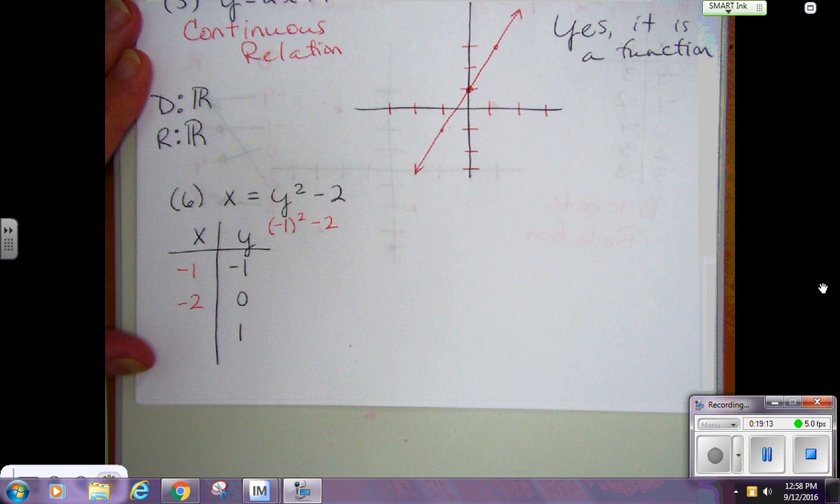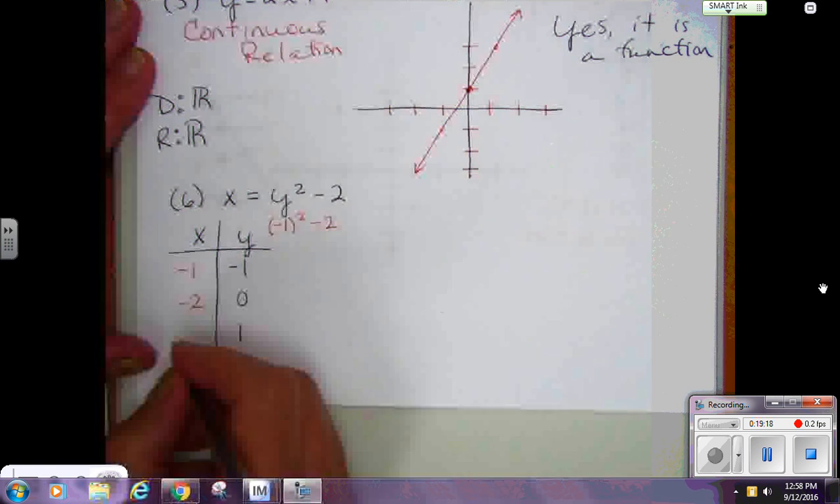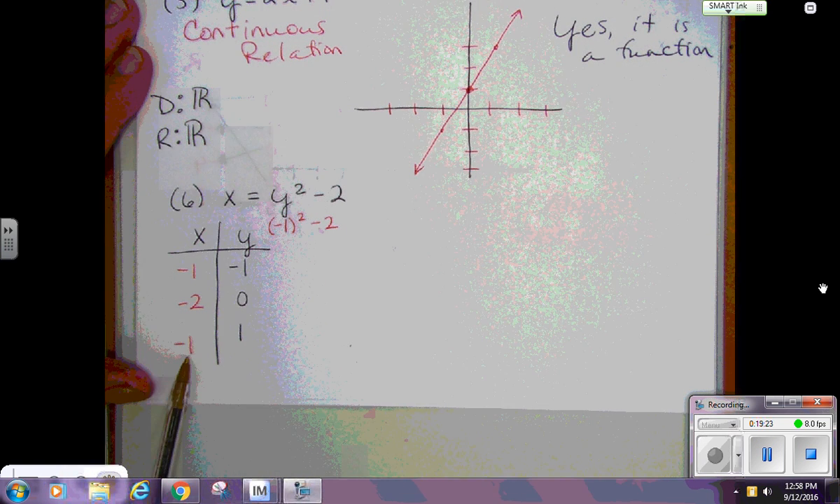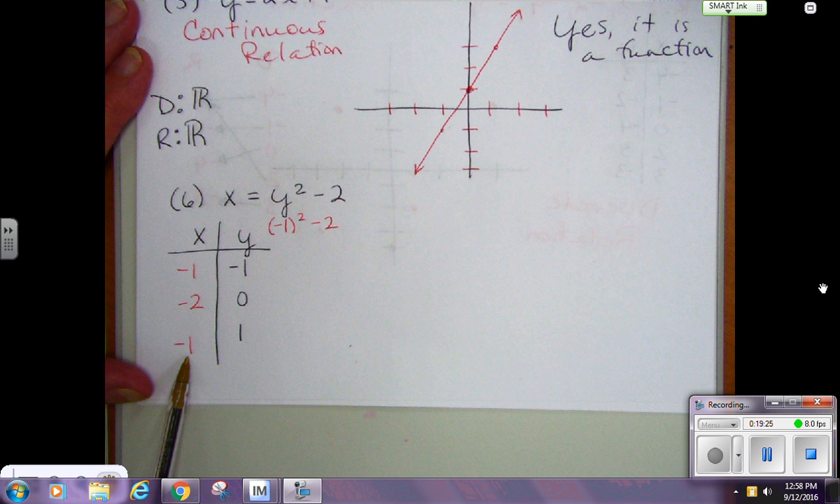So I can see that my values are repeating. So what does that mean? It's not a function. So I can answer that question right now, without even graphing, because it fails the vertical line test. Okay, so I'm going to graph it.